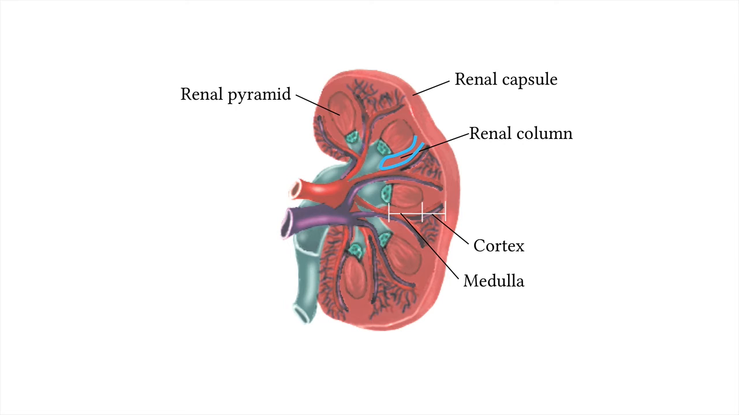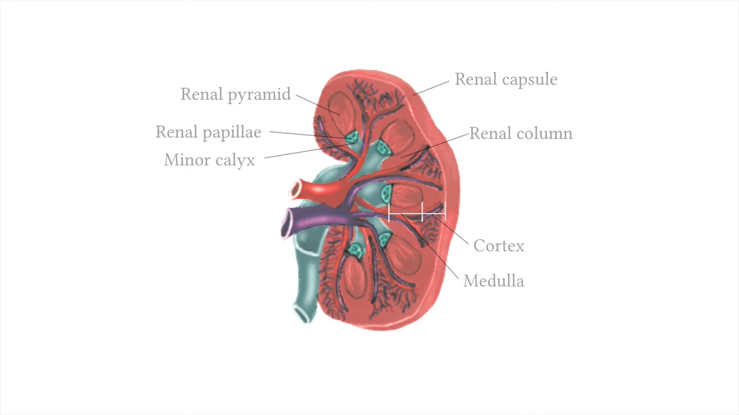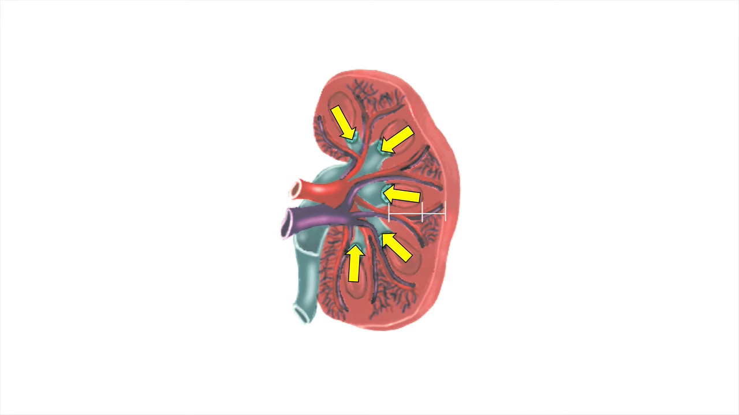The tips of the renal pyramids are called renal papillae, and they point inwards where they meet funnel-shaped structures called minor calyces, or the singular, minor calyx. Urine moves from the pyramids into the minor calyces, which lump together to form major calyces. The major calyces merge together to form the renal pelvis.